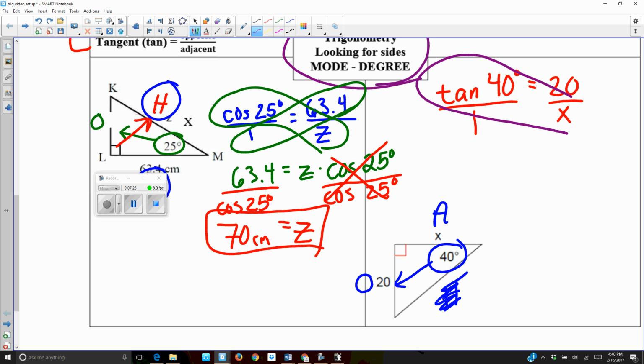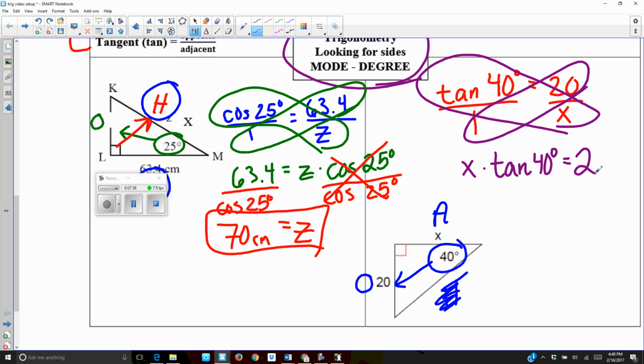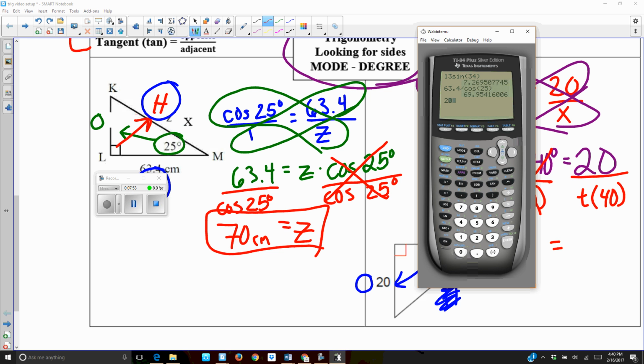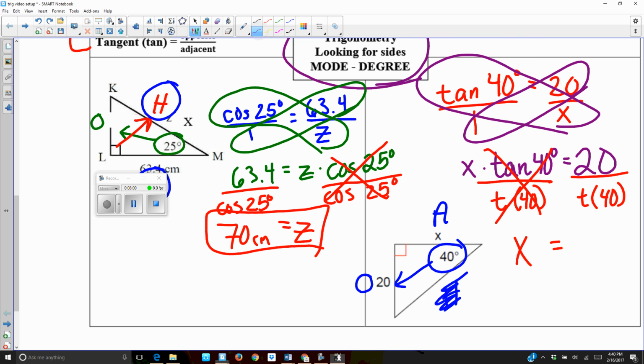One more time, cross multiply. This cross product is x times the tangent of 40. The other cross product is just 20. And divide both sides by the tangent of 40 degrees. I'm using the abbreviation t here to make it a little bit quicker. So it's about 23.8 if we round that to the nearest tenth.